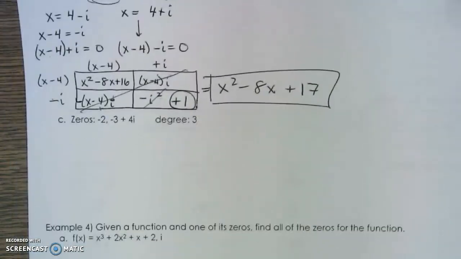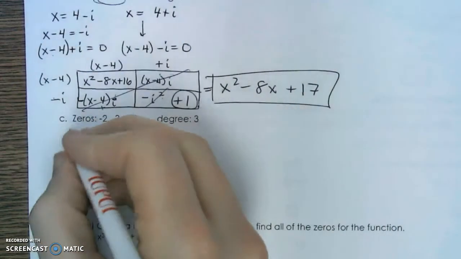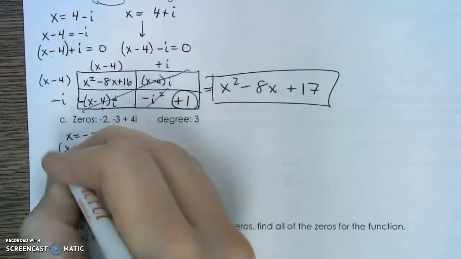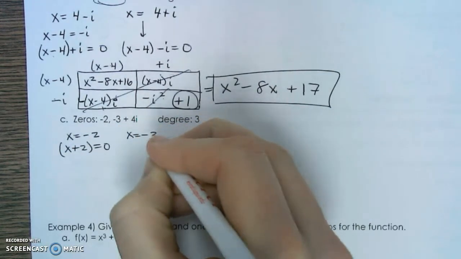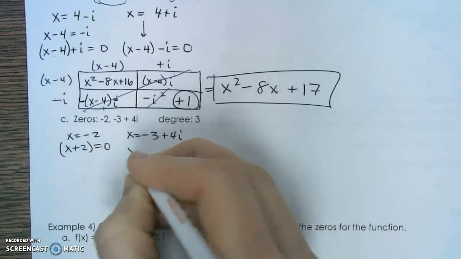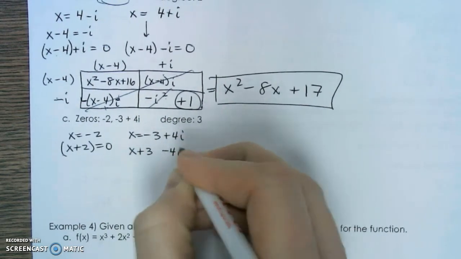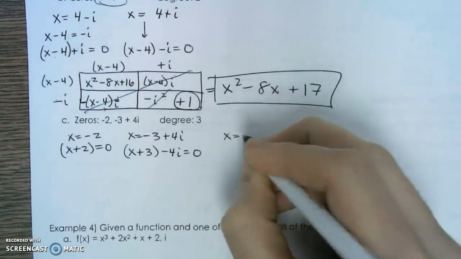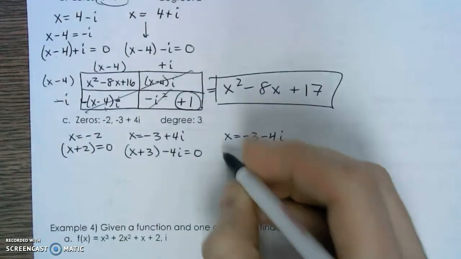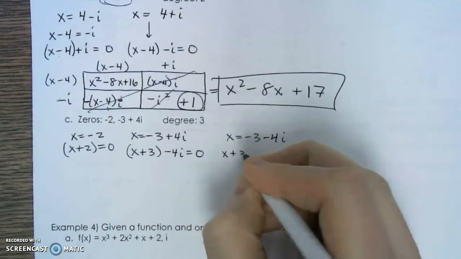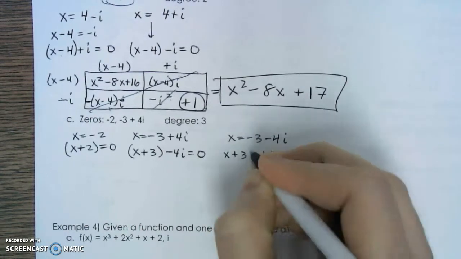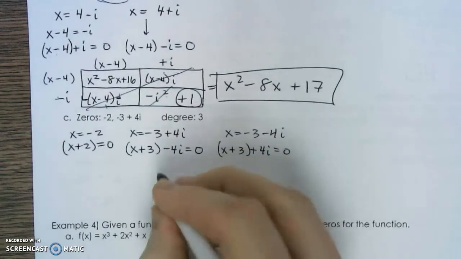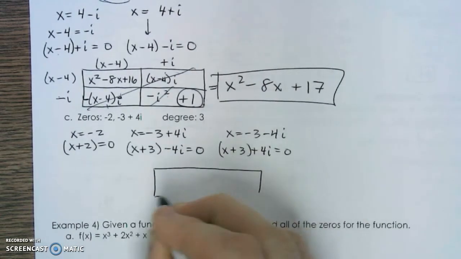Okay, so let's try another one. I have x equals negative 2, which gives me x plus 2 when I set it equal to 0. I have x equals negative 3 plus 4i, which is going to give me x plus 3 minus 4i when you set it equal to 0. And then I would also have x equals negative 3 minus 4i, the conjugate of that. And so that's going to give me x plus 3 plus 4i when I set it equal to 0. And I recommend always putting the i's together first. So I'm going to combine these two together in the box first.